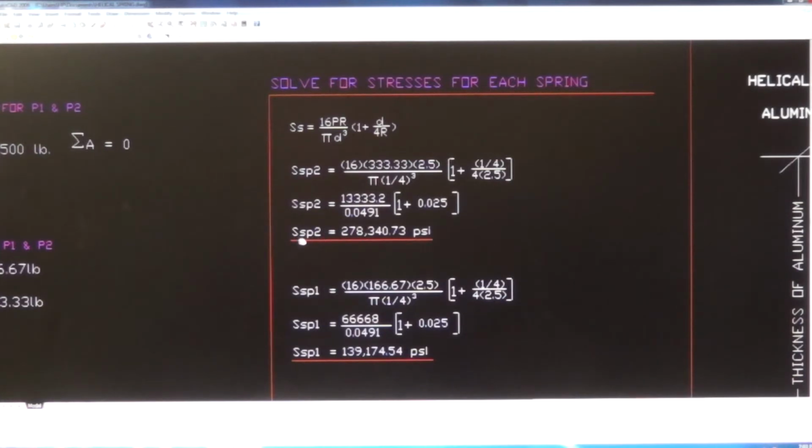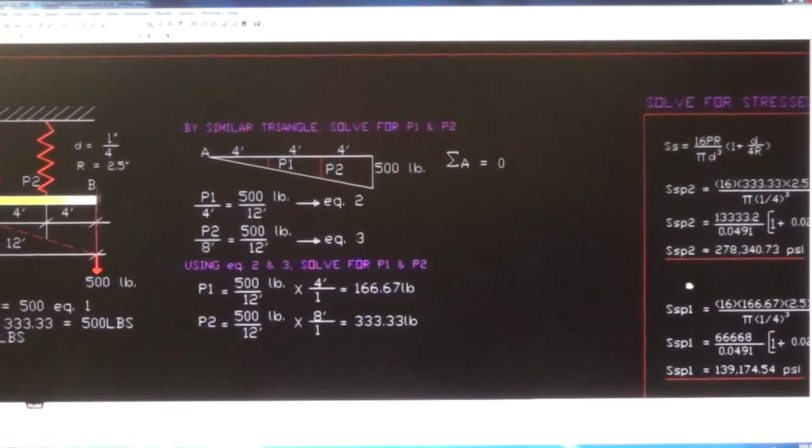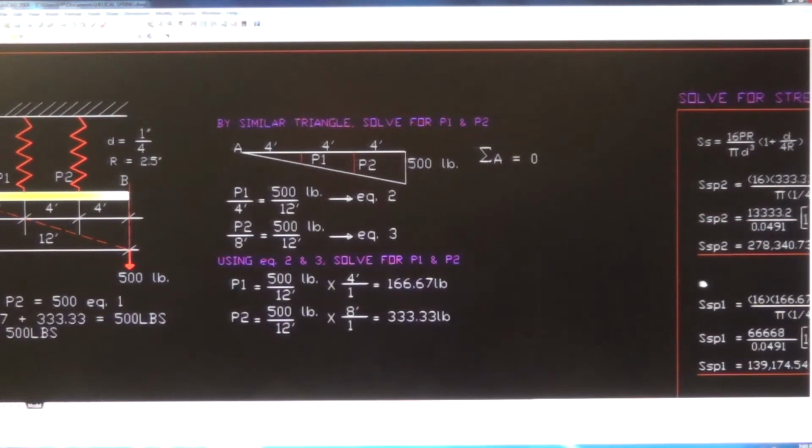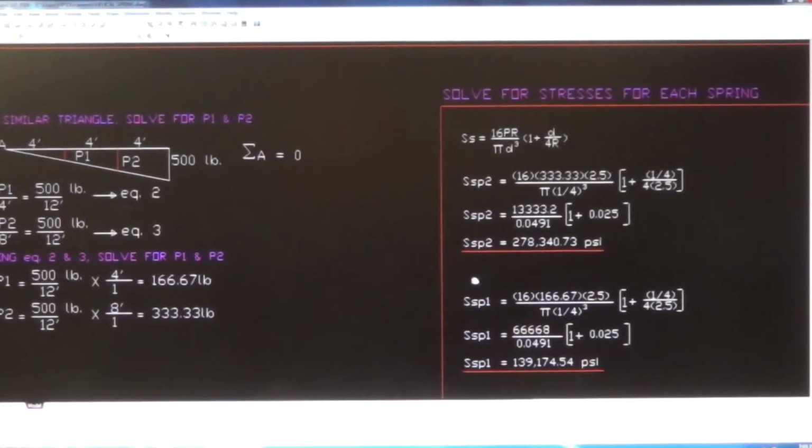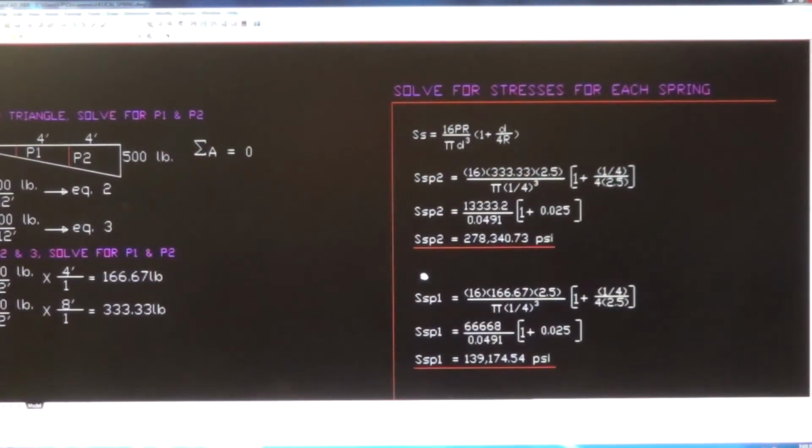And the torsional shearing stress for the wire of P2 is 278,340.73 pounds per square inch. And now let's go to P1. So the stress for P2 there is more than 278,000 psi.